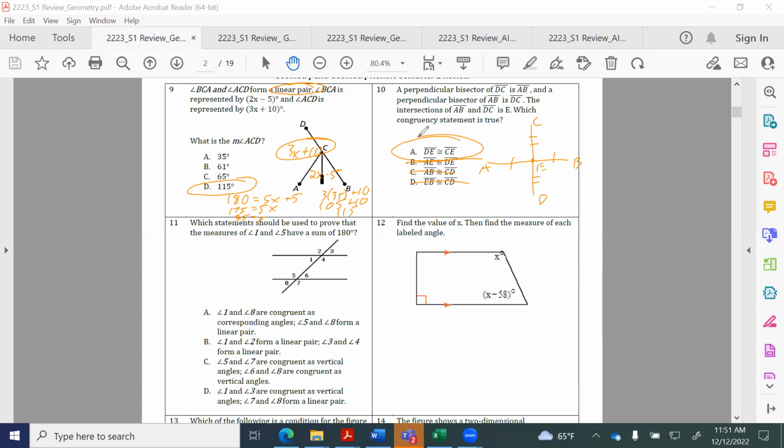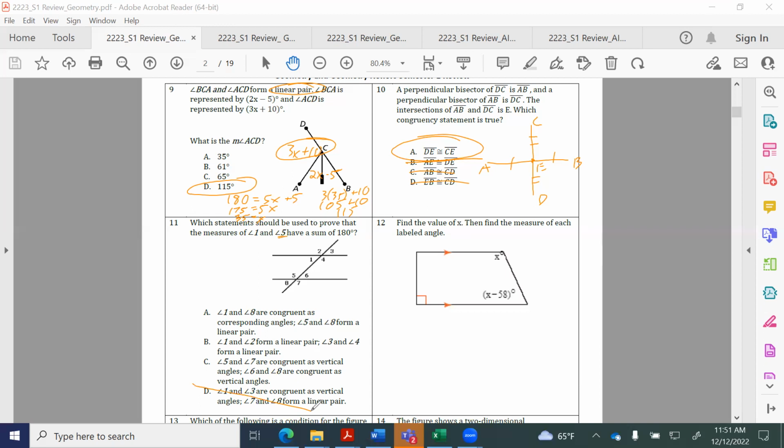Number 11, so which statement should be used to prove that the measures of angle 1 and angle 5 have a sum of 180? Well, in order for us to do that, if we're to make a proof, we have to make sure that we're including both those angles, and somehow we're comparing them to each other. Again, let's just go through the options there. This one has 1 and 3 are congruent as vertical angles. All right, I do agree with that. 7 and 8 form a linear pair. I agree with that. Is there anything there tying 5? Again, these are the two angles that we're using. Is 5 mentioned anywhere down there? Nope. Missing 5, so that can't be our answer.